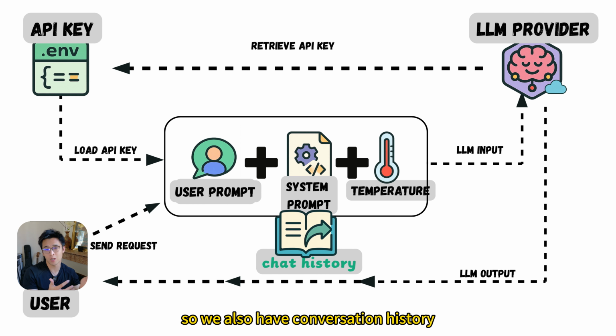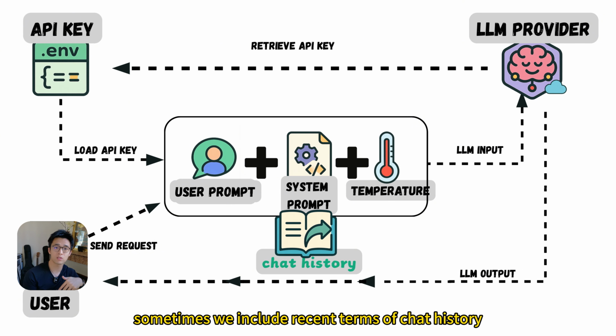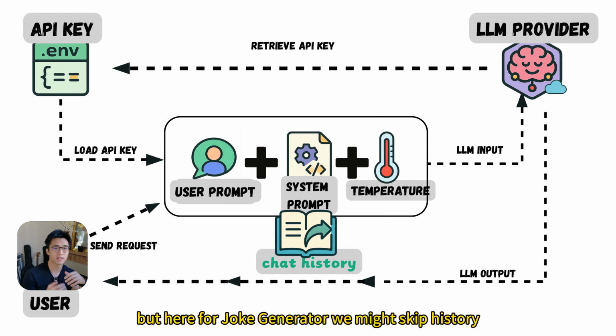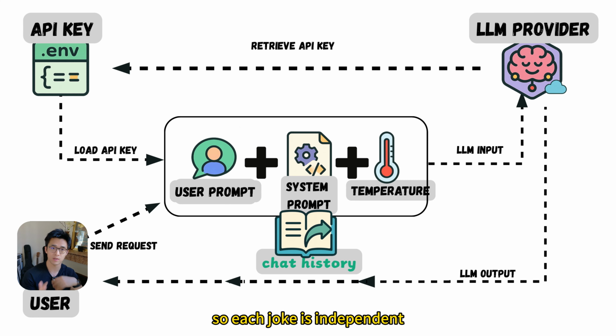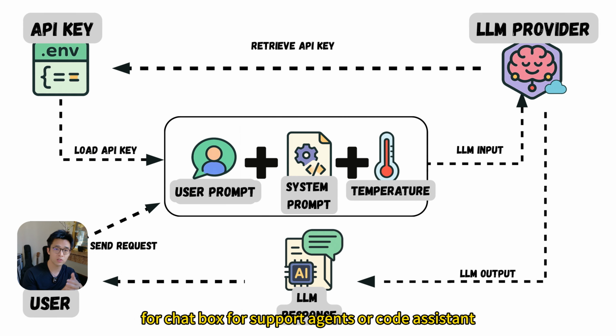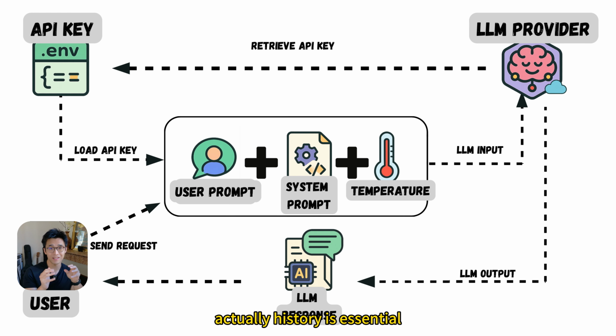We also have conversation history. Sometimes we include recent turns of chat history or a summary of it. But for the joke generator, we might skip history, so each joke is independent. For some other applications, like chatbots, support agents, or code assistants, history is actually essential.